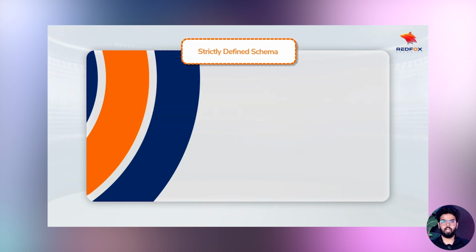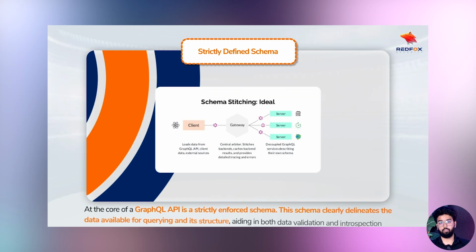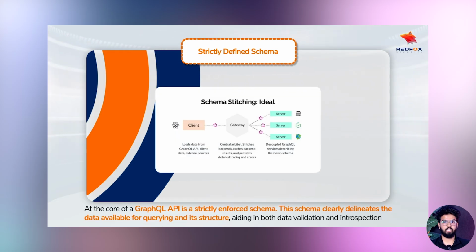Strictly defined schema. At the core of a GraphQL API is a strictly enforced schema. This schema clearly defines the data available for querying and its structure, aiding in both data validation and introspection.